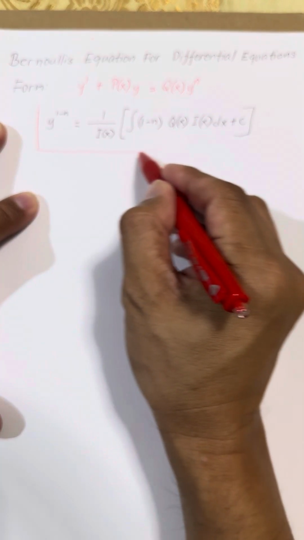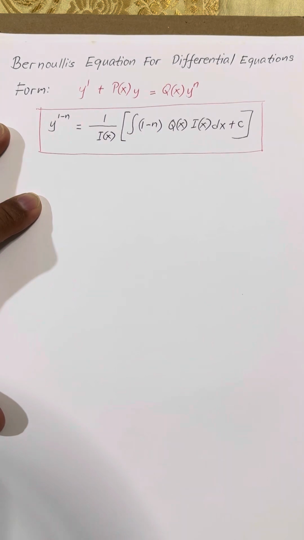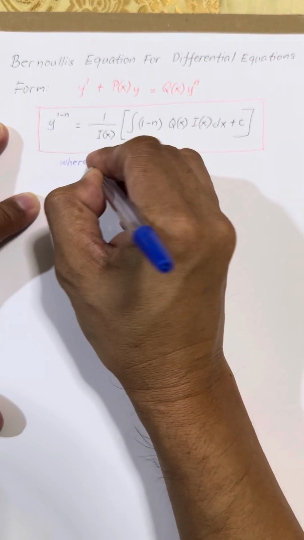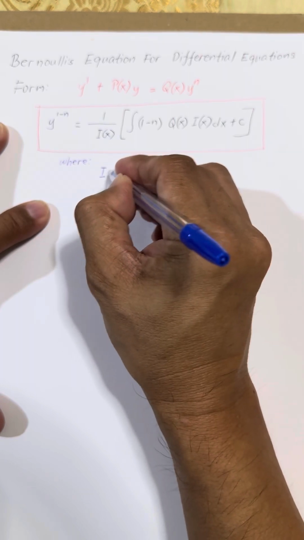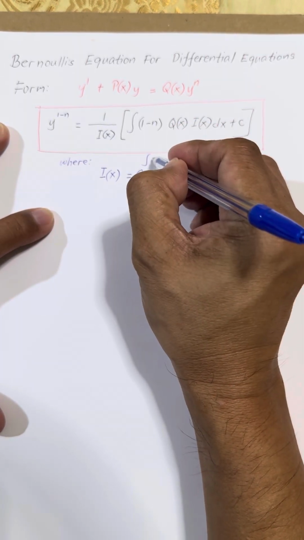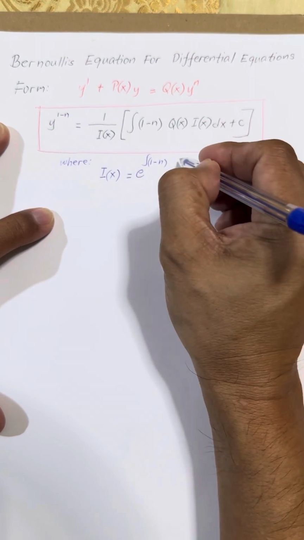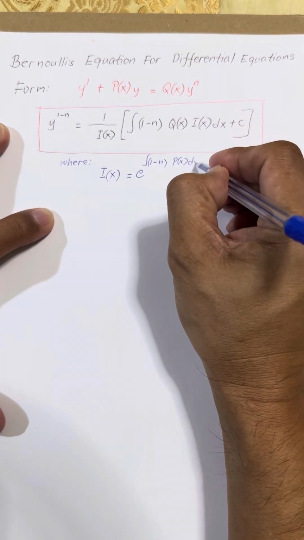So we simply use this formula if we can transform the given differential equation into this form, where in this formula we have what we call I of x, or the integrating factor, which is given in this formula. Integrating factor I of x equals e to the power of the integral of 1 minus n multiplied by p of x multiplied by dx.